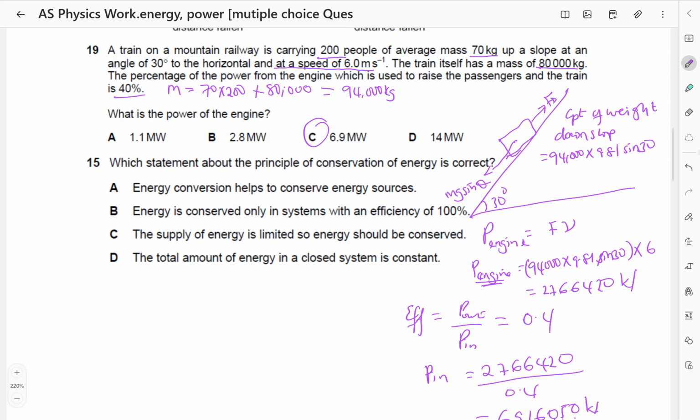So note that I mentioned that the component of the weight down the slope will resolve mg along the slope, which is mg sine 30.